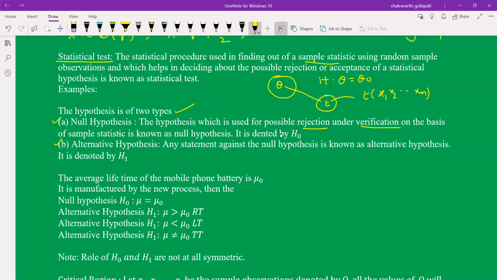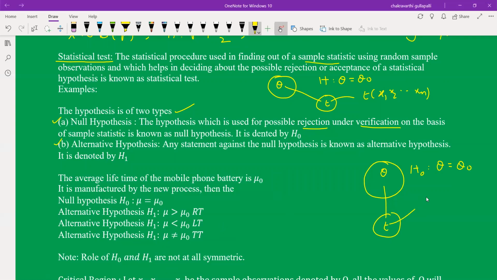So now here is the verification. Under verification, for example, this is the population. Now the sample is drawn here, population parameter theta. This is T here. Now here is the neutral statement H naught, denoted by the neutral statement, the null hypothesis statement H naught: theta is equal to theta naught.